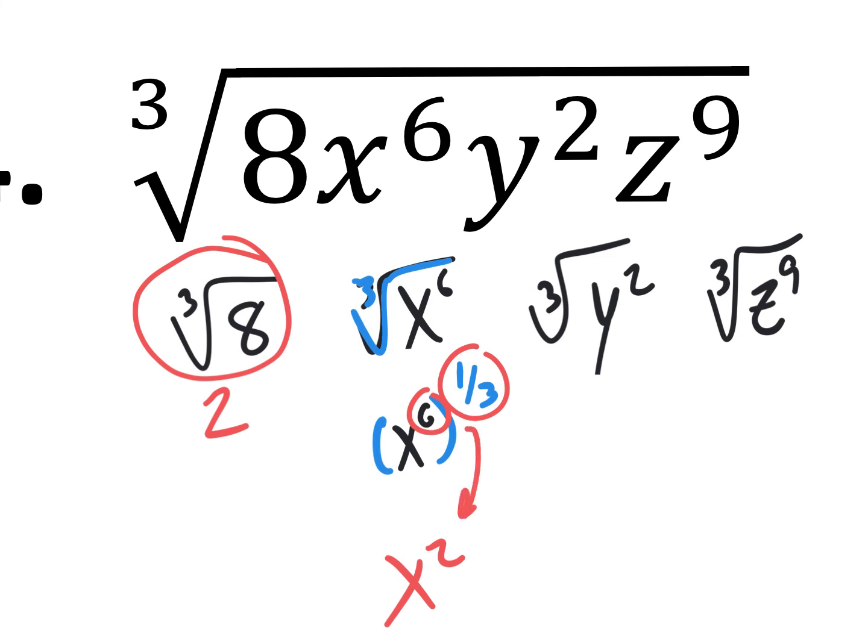But you don't have to show that work if you get really comfortable with it and you understand power over root. Or you could even think of it this way. 3rd root, you want this to be divisible by 3. 6 divided by 3 is 2.